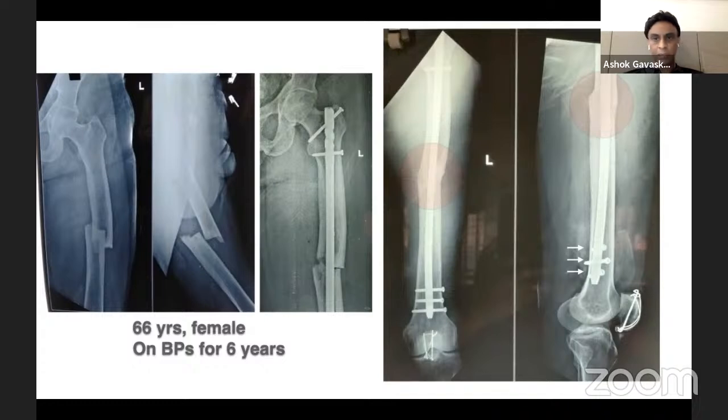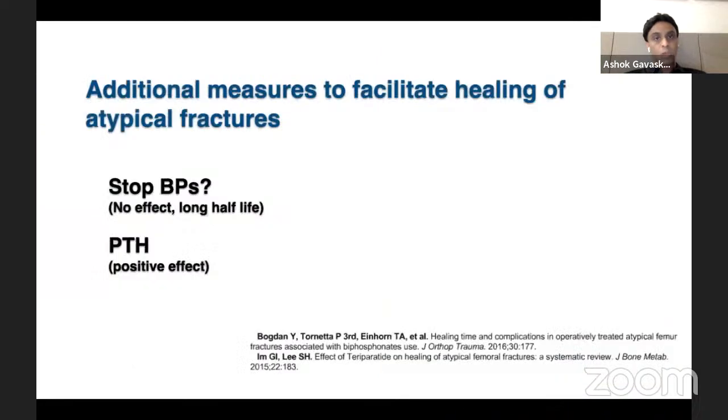but she went on to yield pretty well at around 13 months. You can see in the last image the nail hugging the posterior cortex. And in the AP image, the nail is in the center, but we still created a small malalignment. So this still went on to yield without a problem. But we might do it a little bit differently if I do it now, maybe a more lateral entry point. So what else can you do to facilitate healing of these fractures?